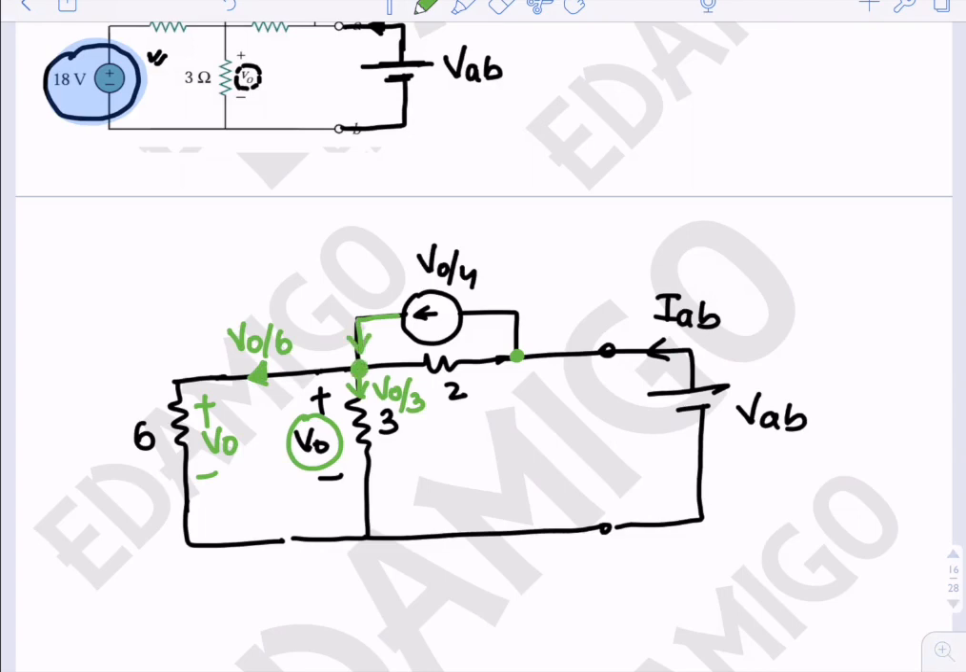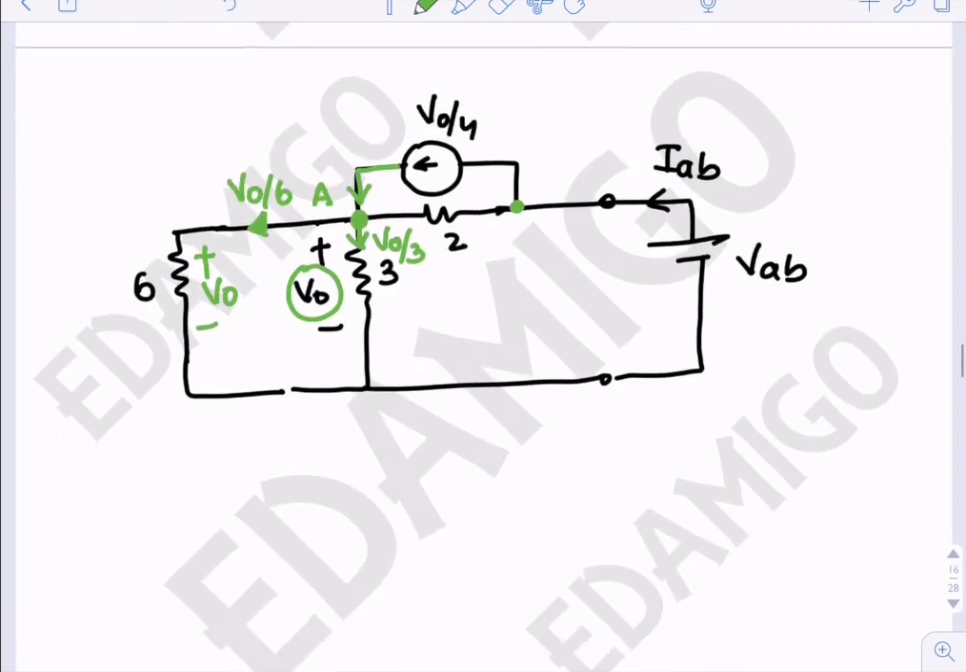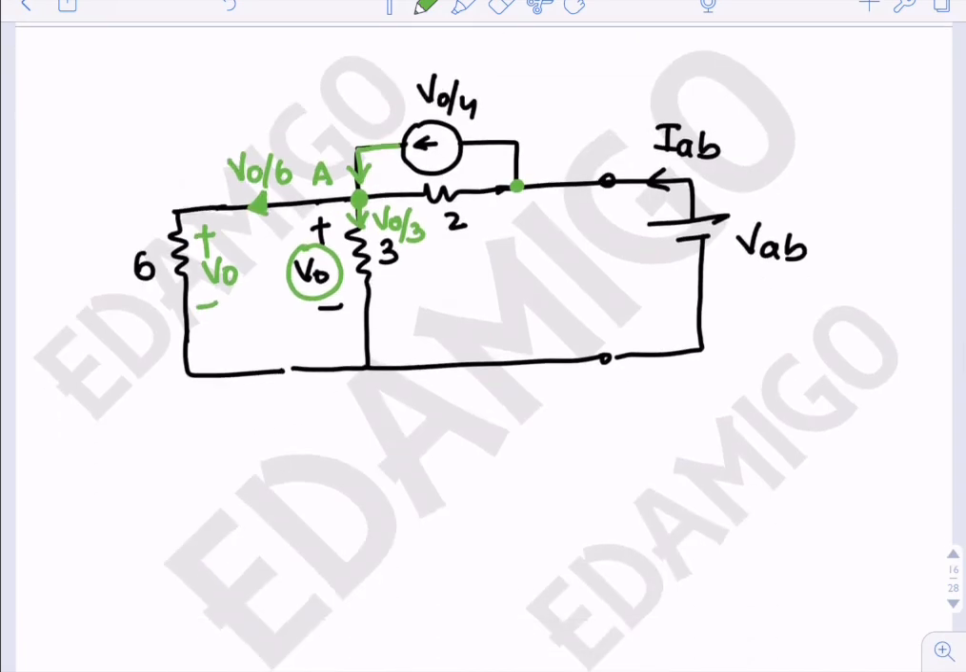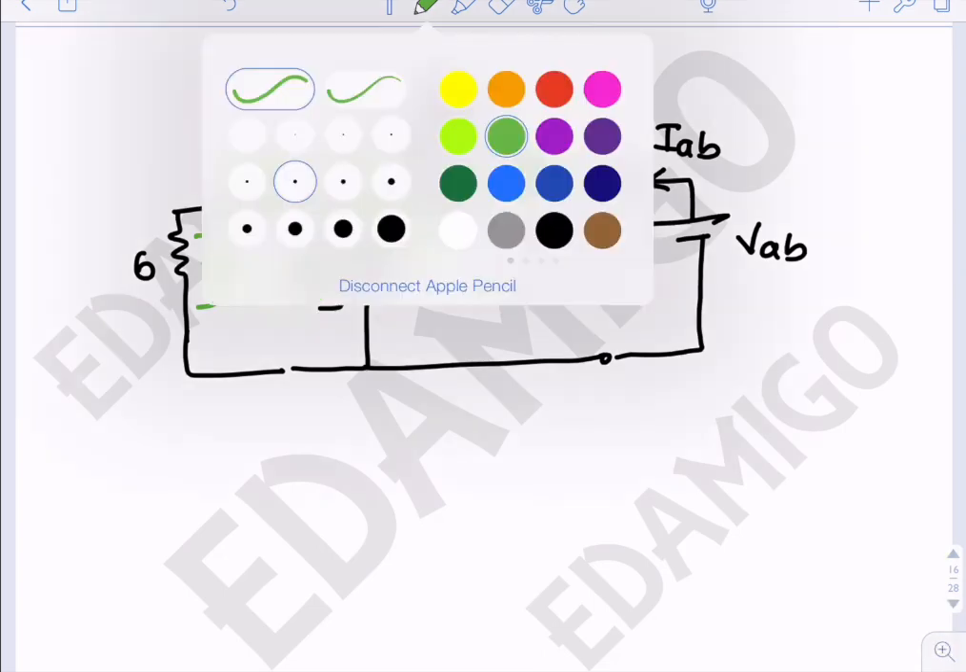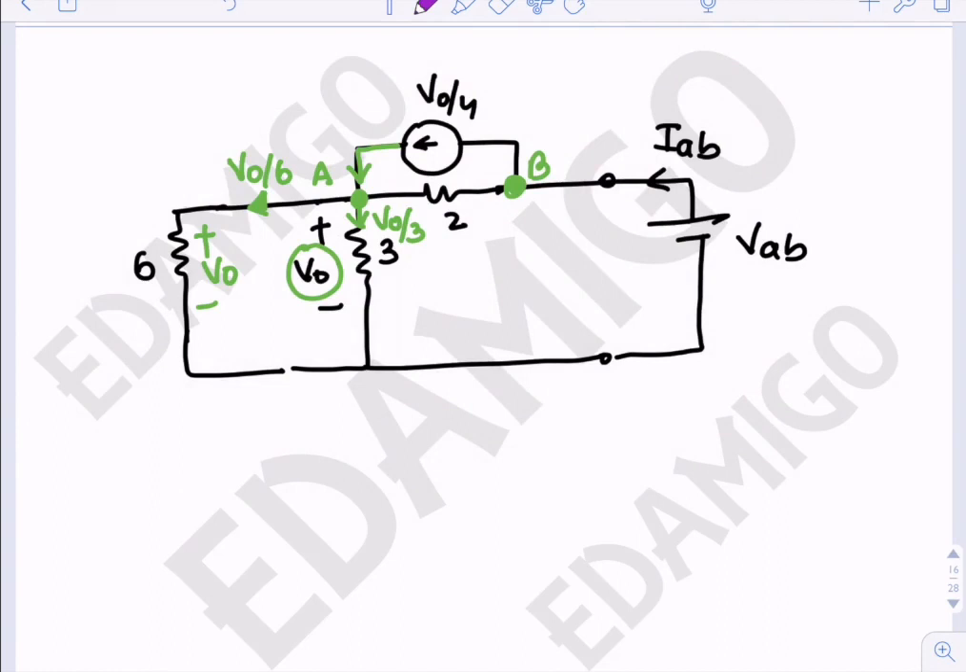So at this node, let us say it is A node, this is B node. So at node B, the incoming current is IAB, the outgoing current is V0 by 4. So the current in this direction will be IAB minus V0 by 4. Is it okay?